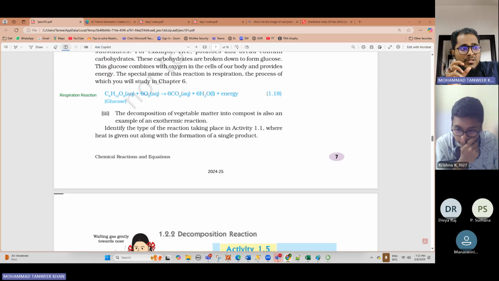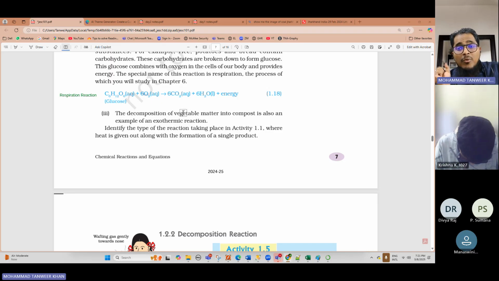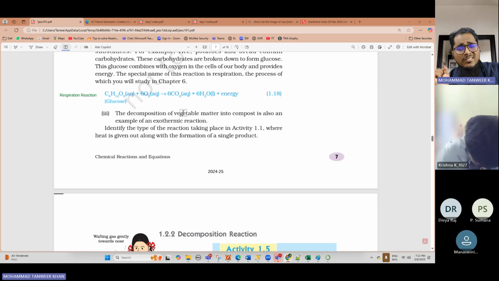The third point, the decomposition of vegetable matter into compost, is also an example of an exothermic reaction. When vegetable matter decomposes, microorganisms like bacteria, fungi, and decomposers like earthworms break down those organic materials into simpler substances, which is your compost.